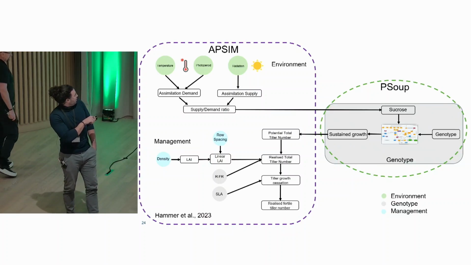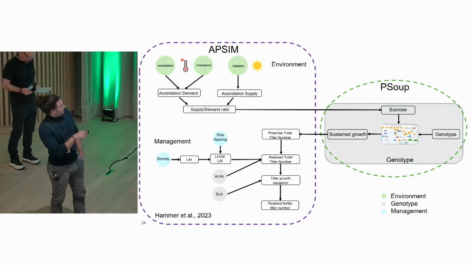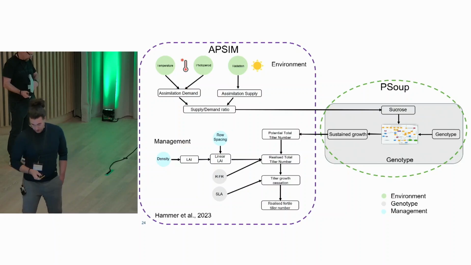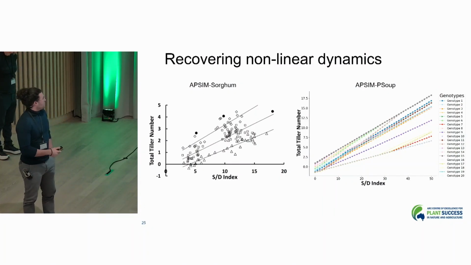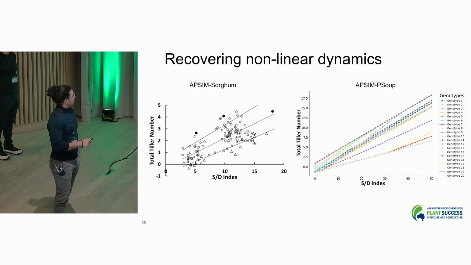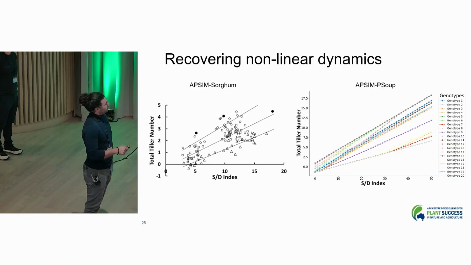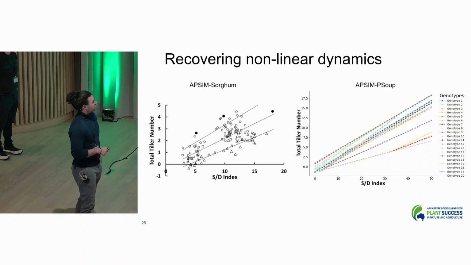And still we have some other genotypic effect. However, we don't know the underlying network, but we can also add it if we have more information about it. And what we managed to do by doing that is that we move away from this empirical linear calculation. And here you can see that we're able to see the different genotypes that here we define in PSoup. They behave differently in different supply-demand ratio.